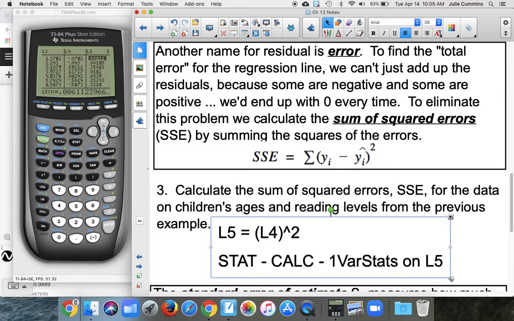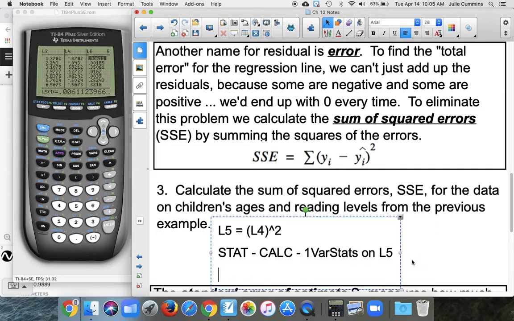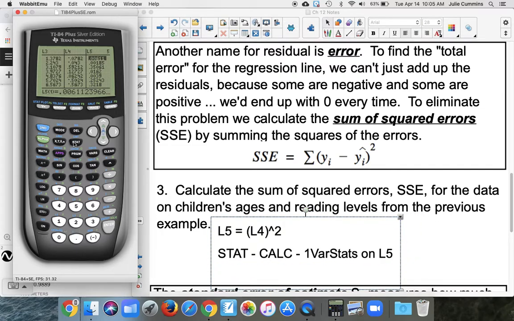Okay, let's make that smaller. All right, so go back to stat, calculate. The very first thing is one variable stats. Mine's an older calculator, so yours may look a little different here. But I'm going to tell it that I want to run one variable stats on L5, and then it's going to do that. And remember, what I was looking for is all of them added up.